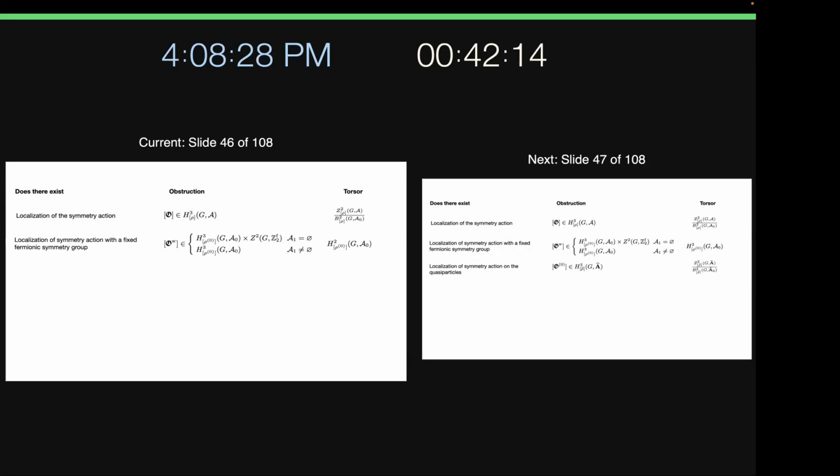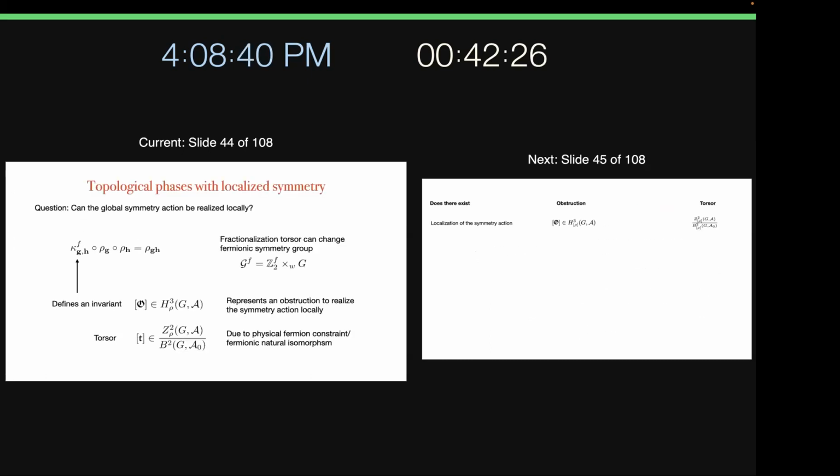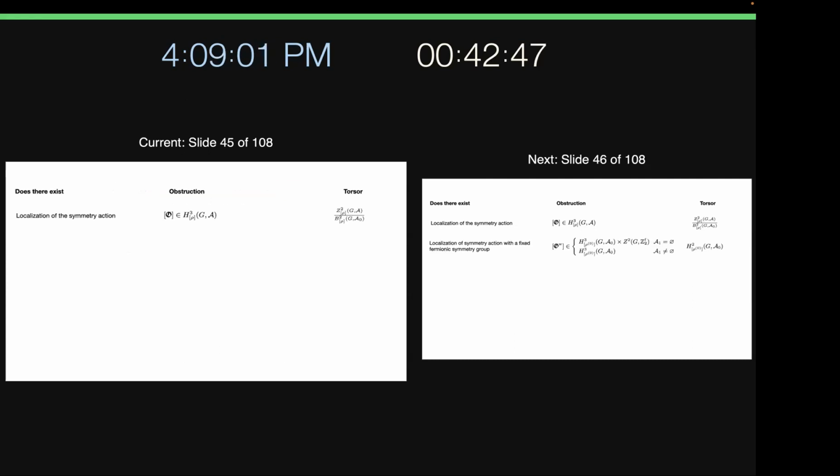So the next thing you can ask is, whoa, I realized I deleted a slide. Okay, let me go back a moment. Oh, no, I just forgot to mention it. So torsors valued in vortices will actually change the twisted cocycle associated with our fermionic symmetry group. Okay, so that's just a fact. I didn't show you it, but believe me.